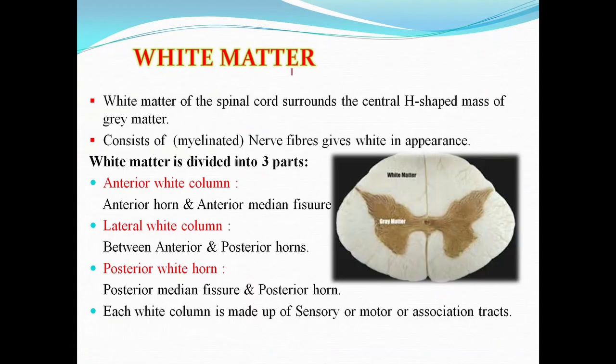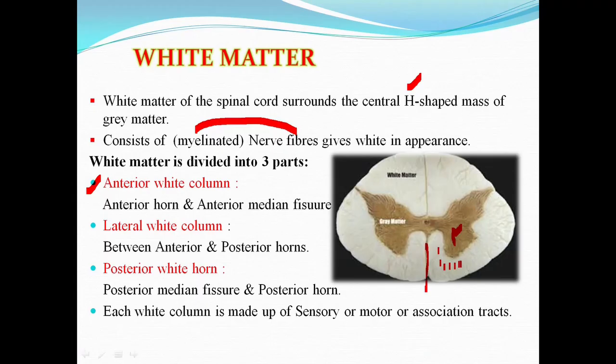Likewise, we will head into the white matter. So now this is the inner gray matter. So now we'll go to the white matter. The white matter surrounds the central H shape. So now I'm surrounding the H shaped mass of gray matter. Here they constitute myelinated nerve fibers, which are white in appearance. As with anterior gray, lateral gray, and posterior gray, we also name the anterior white column, which is present between the anterior median fissure and the anterior gray horn. All this area I can call the anterior white column.